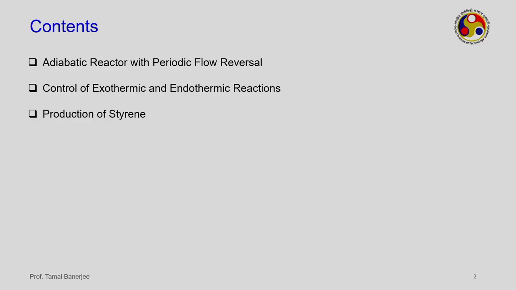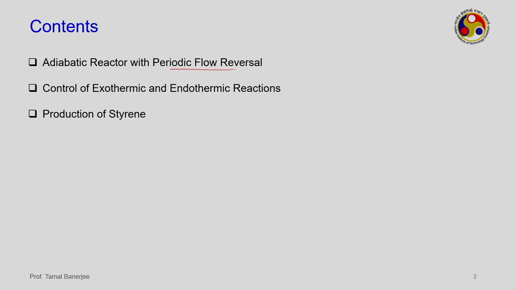Especially, we will focus on the adiabatic type of reactor, and a special case will be seen in this lecture, which deals with the reversible periodic flow reactor. One of the examples we will take is the production of styrene. We have already discussed adiabatic reactors in the previous two lectures. The addition now is the periodic flow reversal, and the concept will be outlined in the subsequent lectures and slides.